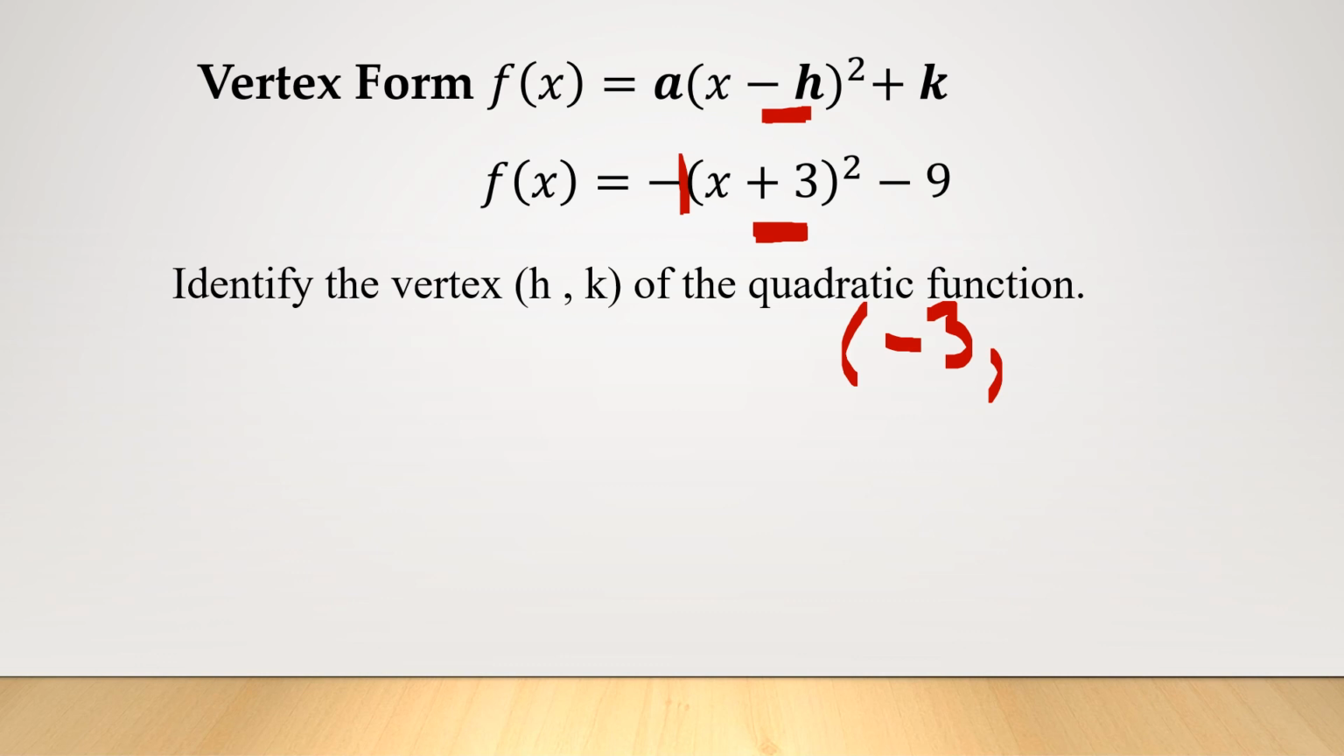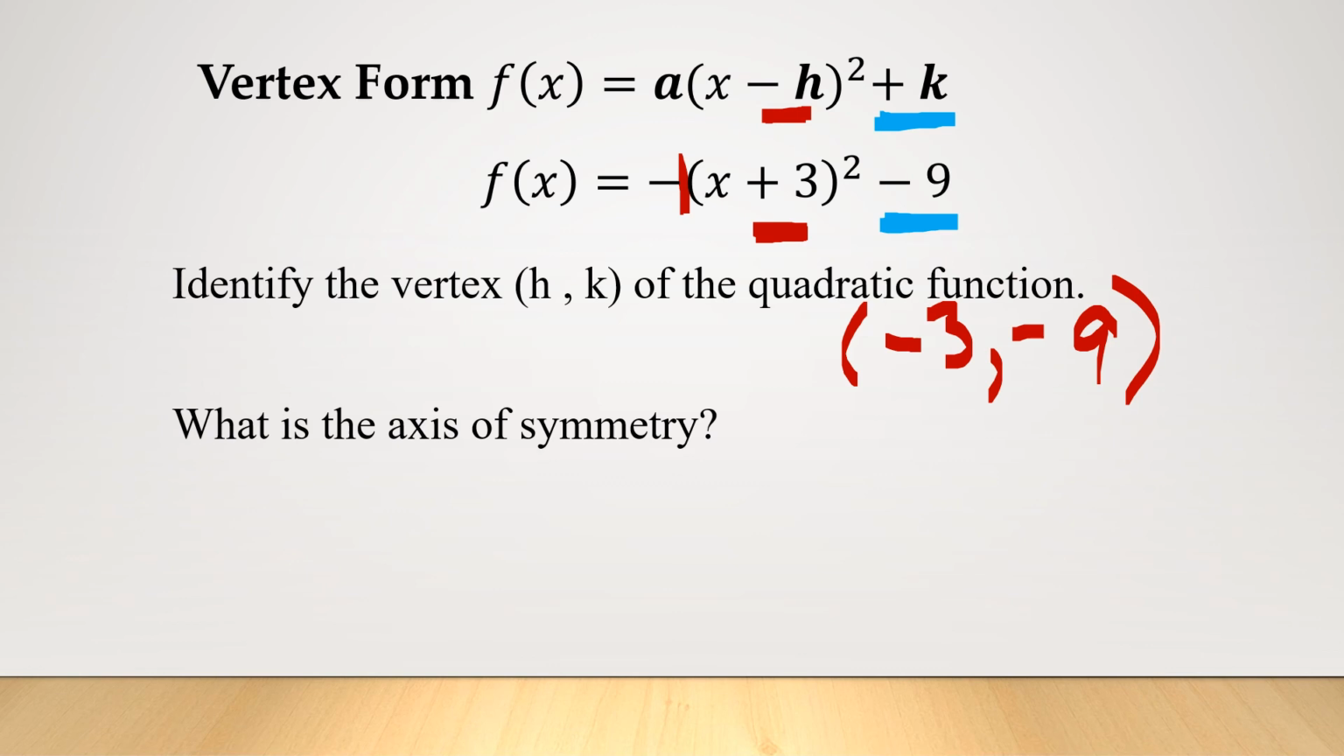On the outside, notice that we are supposed to have plus k. But down here it's a -9. So anytime that happens, now my k is going to be a negative number, and in this case it's -9. So the vertex of this parabola is -3, -9.